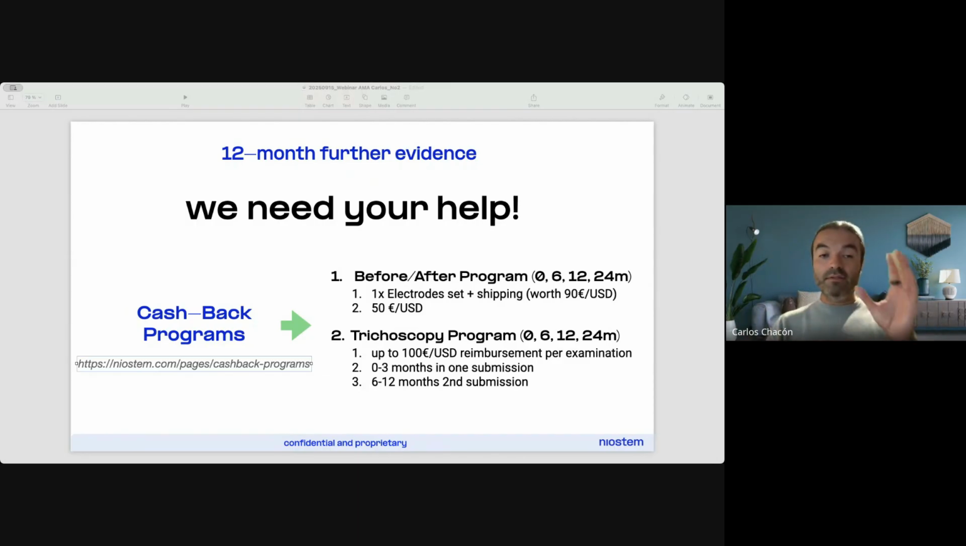And once you send us 0 months and 3 months, we'll reimburse up to 100 US dollars or euros per visit. Then when you go to the 6 and 12 months, you send us this together, we reimburse exactly the same up to. So technically, if you're interested and you do it at 0, 3, 6, and 12, and you are paying 100 euros for each consultation, you can get 400 euros from us. That easy. So you can actually pay for it.